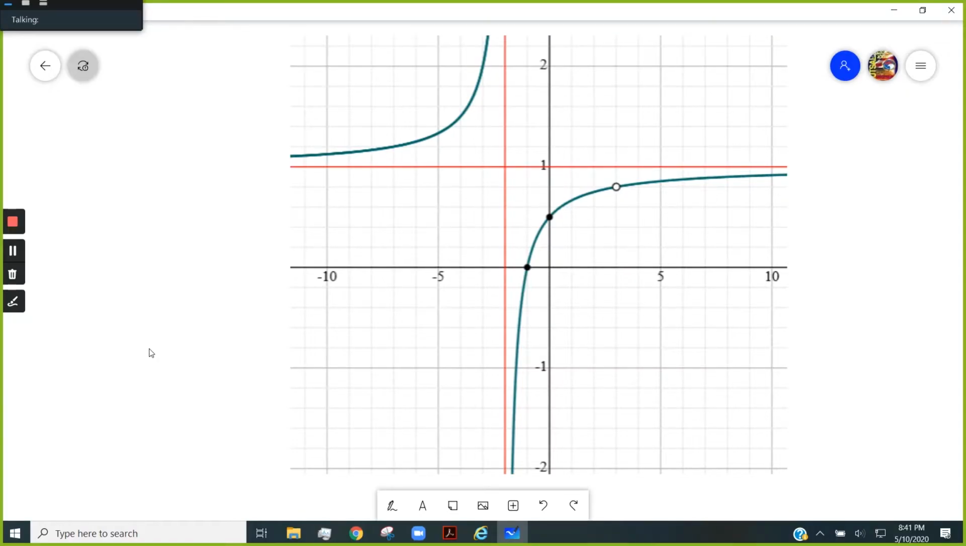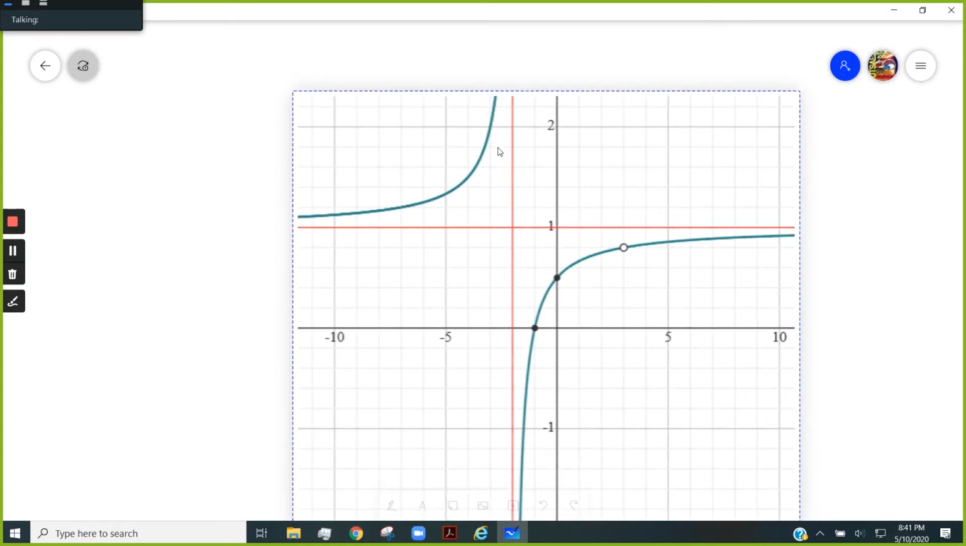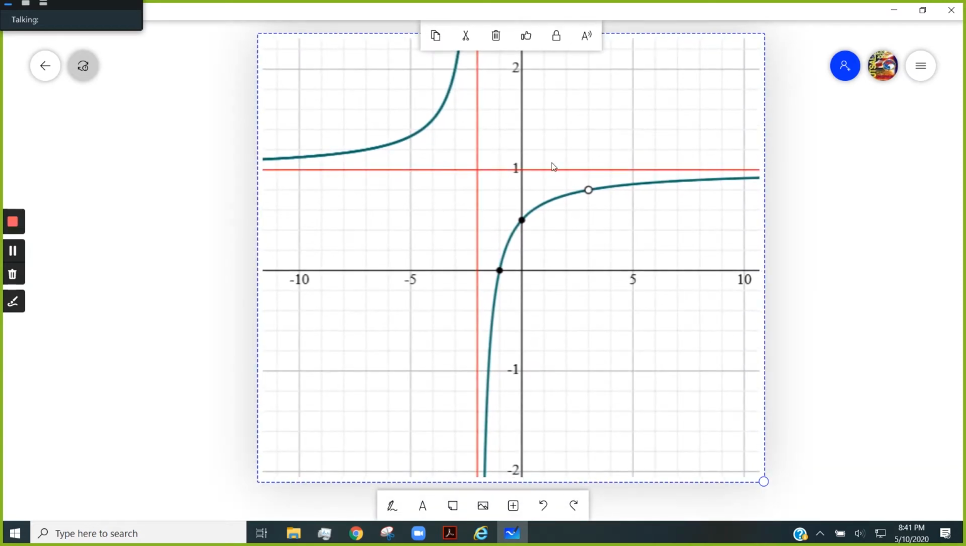All right, so here's the graph. We can see the vertical asymptote up and down, the horizontal asymptote left and right, and exactly there, at 3, we see the hole.